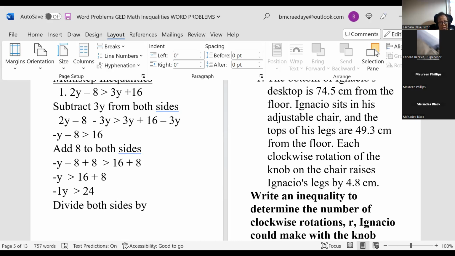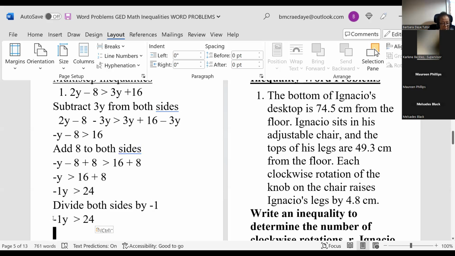I want just y left on the left side. Only y left. Yes, on the left side. Oh, so you divide by -1. That's -1, the coefficient, right? So that would be y. If I divide by -1, that would be -1 over -1 or just +1. So that would be y, 24 divided by -1. And what's that equal to, Maureen?